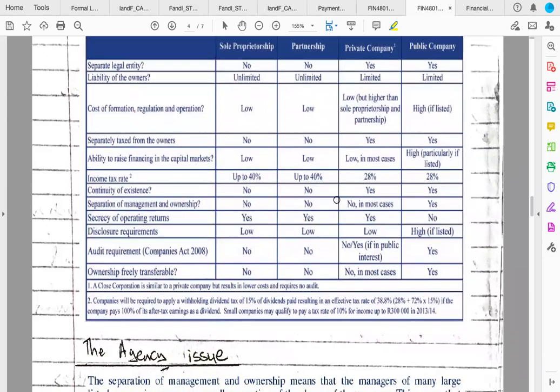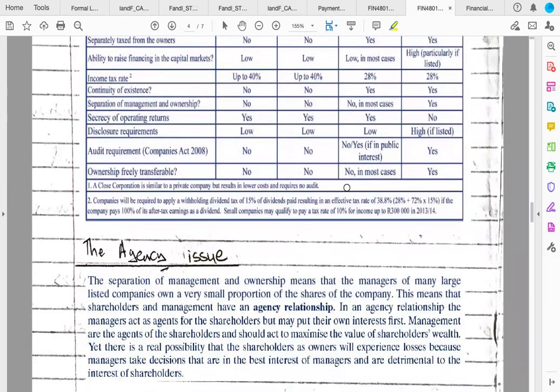So you need to know these. These are things you should be familiar with. So a lot of it is revision.